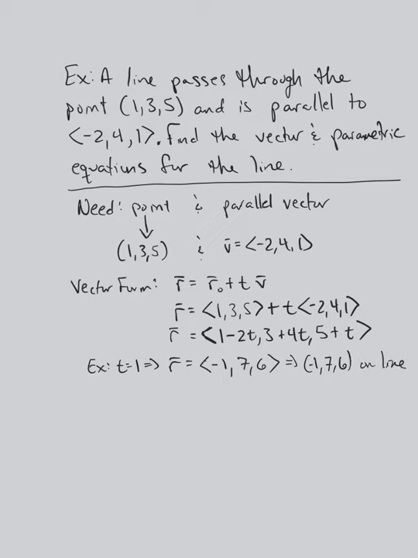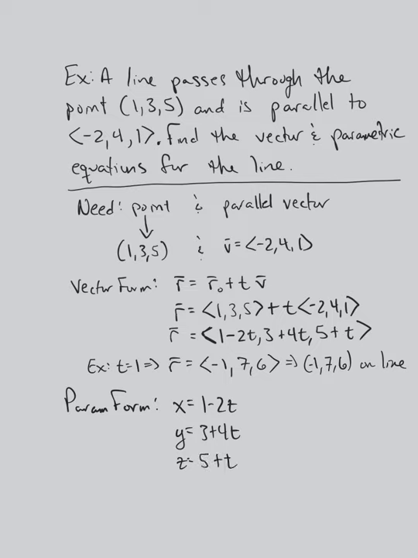Now, in terms of getting the parametric form, all you're doing is setting each one of those components to x, y, and z successively. So the parametric form is saying that x is equal to the first component, 1 minus 2t, y is equal to the second component, 3 plus 4t, and z is equal to the third component, which is 5 plus t.